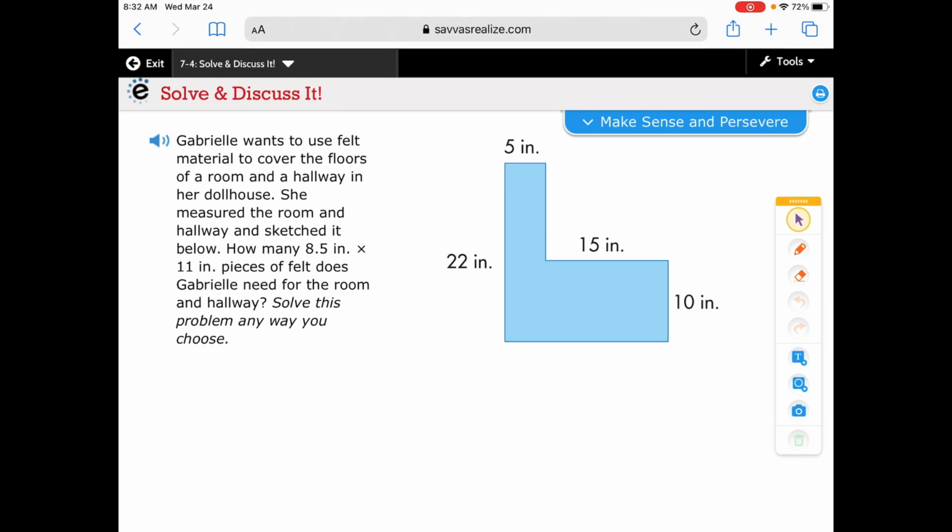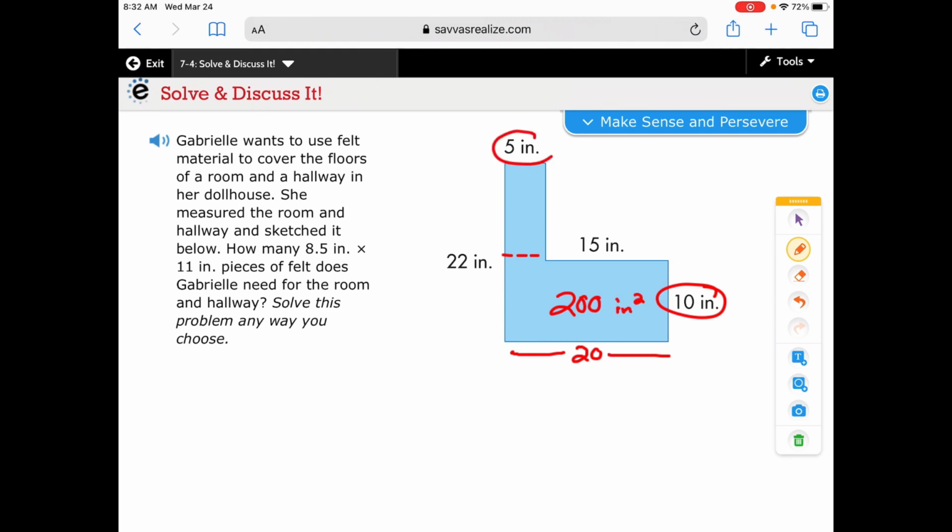All right, so what we're going to do is we're going to chop this up, so to speak, right here. So we have two different shapes. So we can do 10 times, well, we need this entire length, which is 20. That's the 5 plus the 15. So this is 200 inches squared.